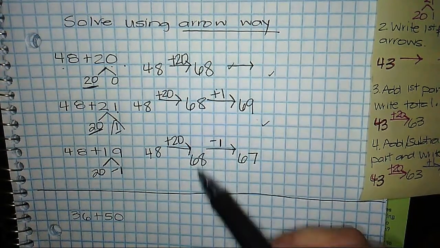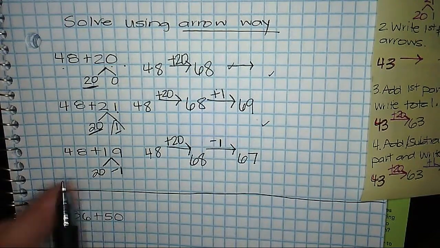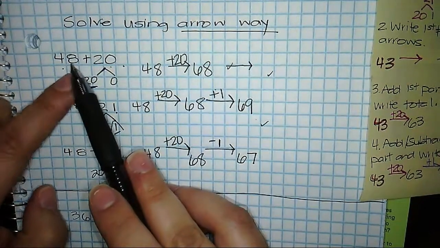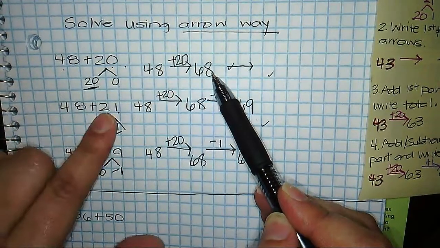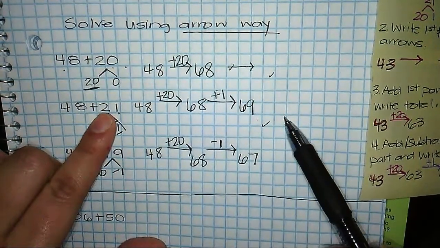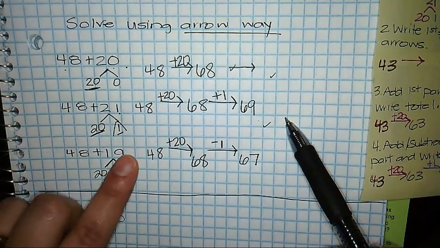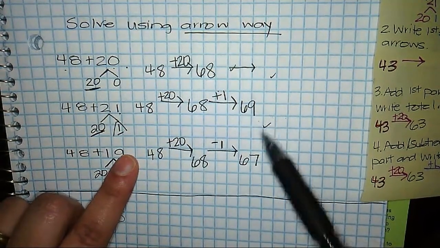Well, let's check if those answers make sense, boys and girls. Going back to the same answer, 48 plus 20 gives us 68. 48 plus 21 is 1 more and gives us 69. And 48 plus 19 is 1 less than 68.